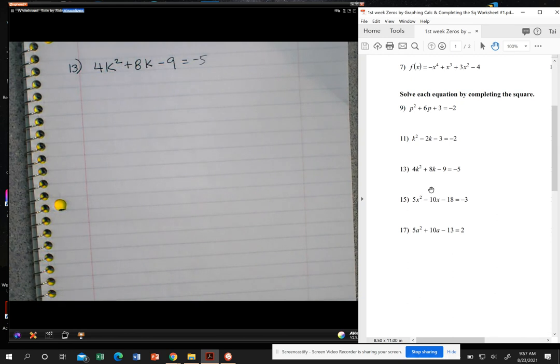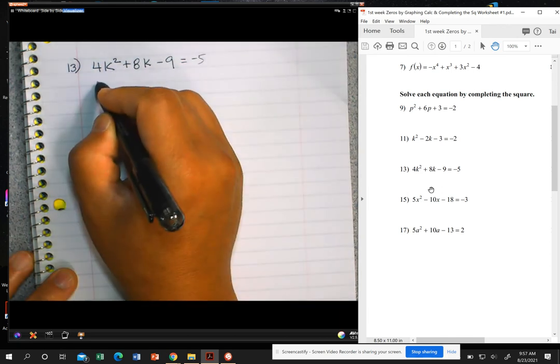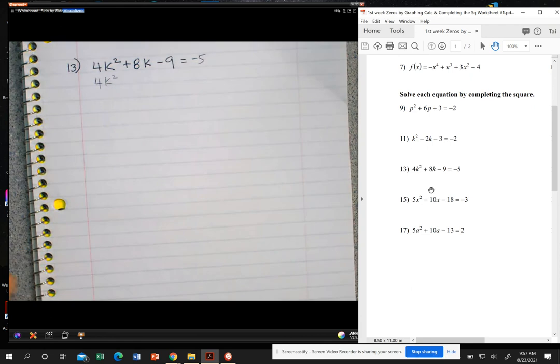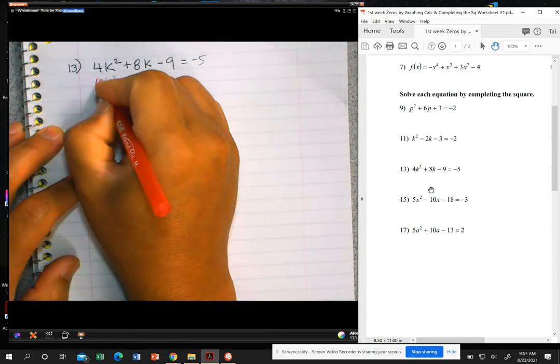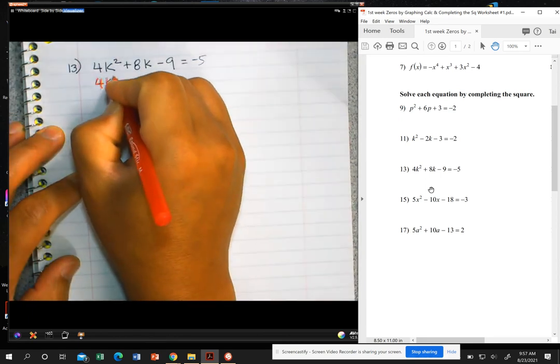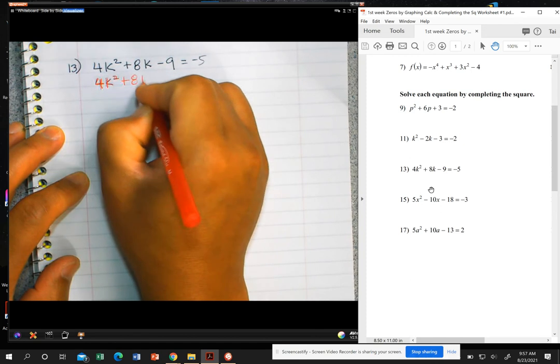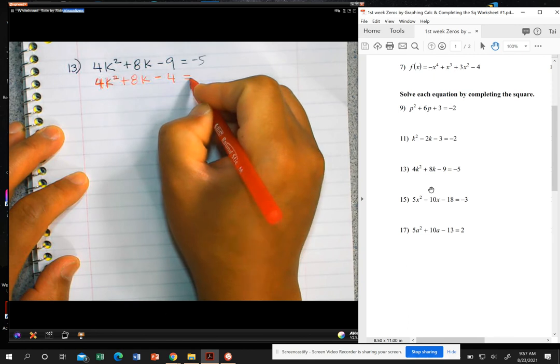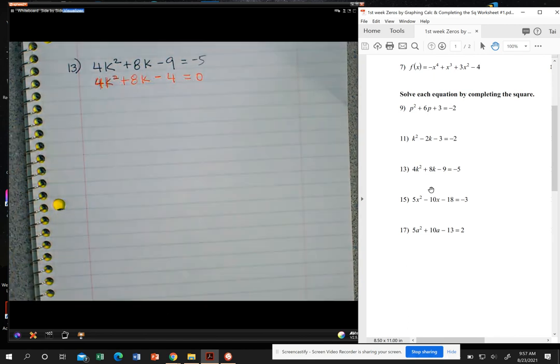Alright, so what's our first step? What do we need to do? Set it to 0. So it is 4k squared plus 8k minus 4 is equal to 0. Does everyone understand what I just did? Okay, very good. Excellent.